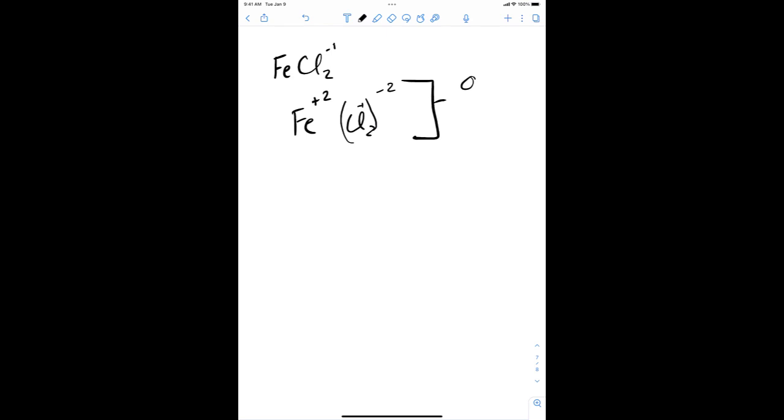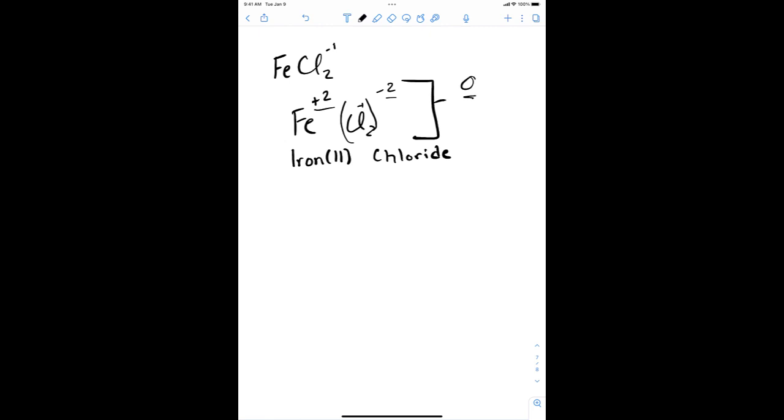Because the +2 and the -2 are going to give me that 0. And so I was able to deduce what the charge was on that iron by looking at what it was attached to and in what ratio they were attached. So now when I go to write this, I'm going to write the name of my cation, which in this case is iron 2, and then I write the name of my anion, which has that IDE ending. And so this is iron 2 chloride.